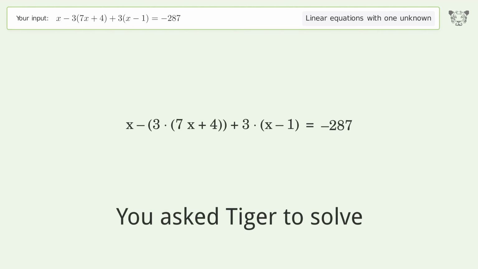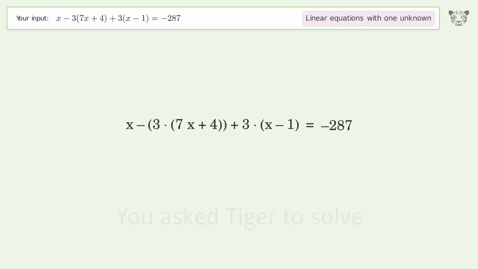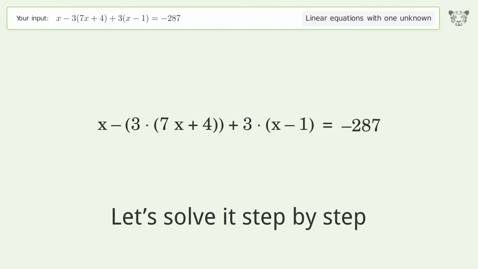You ask Tiger to solve. This deals with linear equations with one unknown. The final result is x equals 16. Let's solve it step by step.